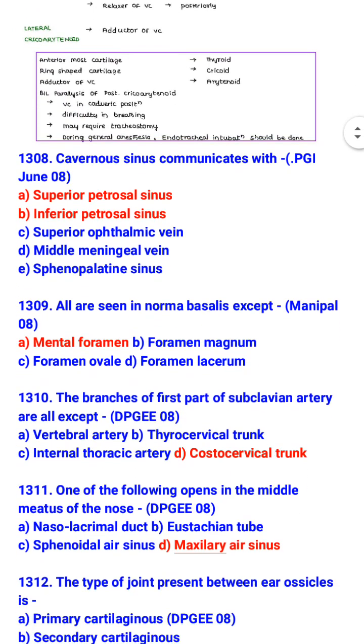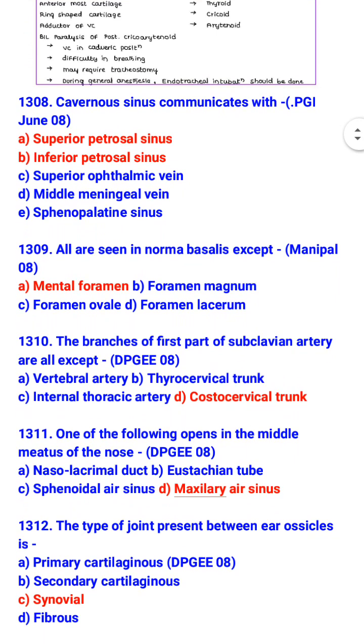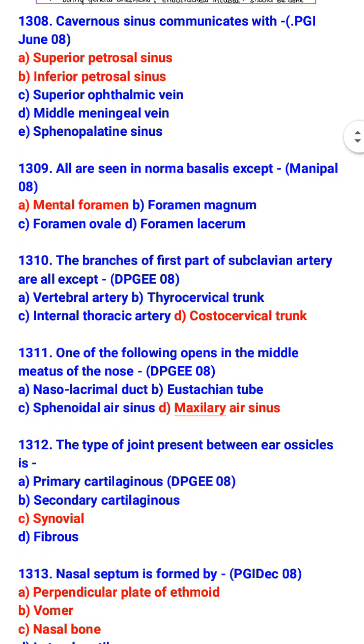All are seen in norma basalis except mental foramen. So what is seen in norma basalis is foramen magnum, foramen ovale, and foramen lacerum. The branches of the first part of subclavian artery are all except costocervical trunk. So the branches of the first part of subclavian artery are vertebral artery, thyrocervical trunk, and internal thoracic artery.